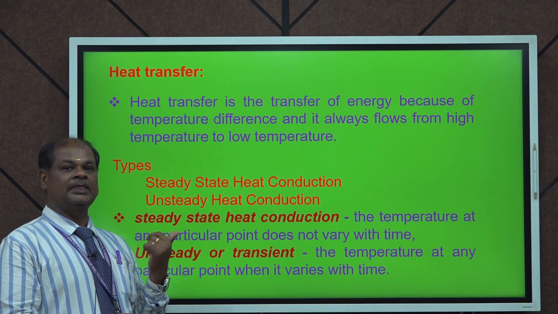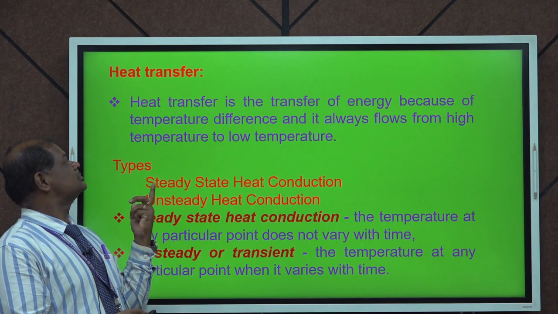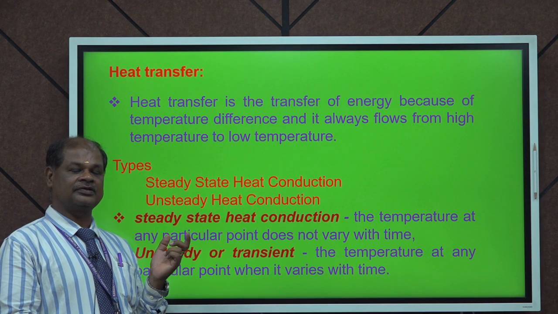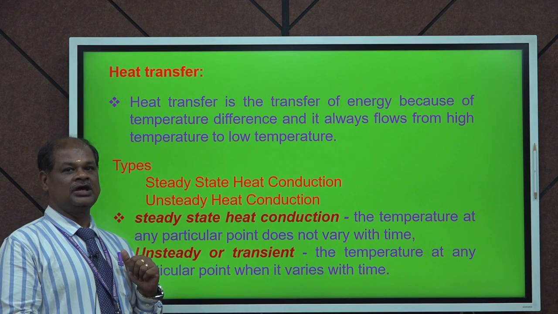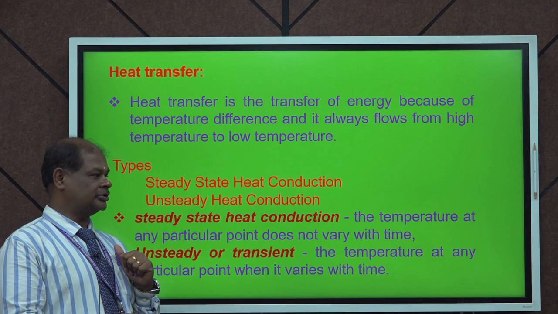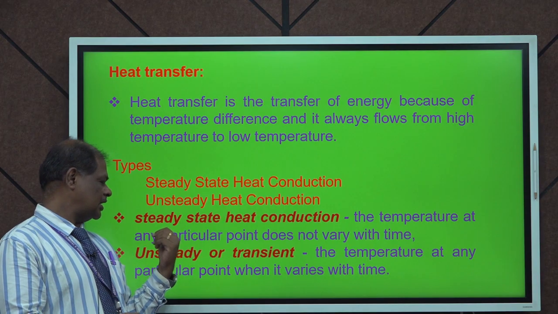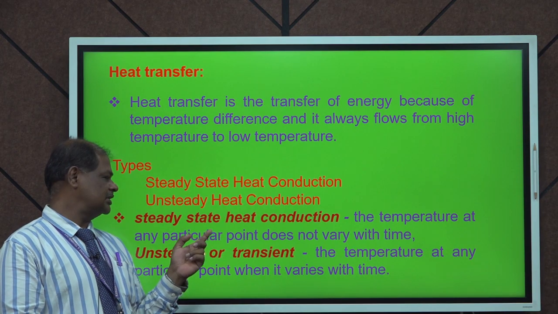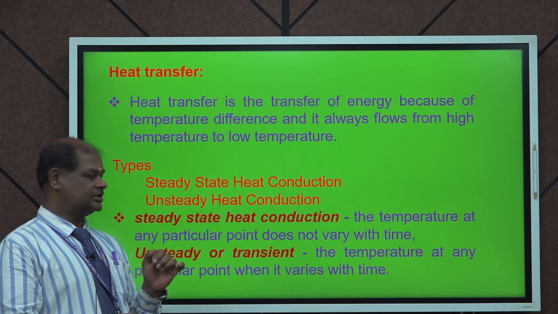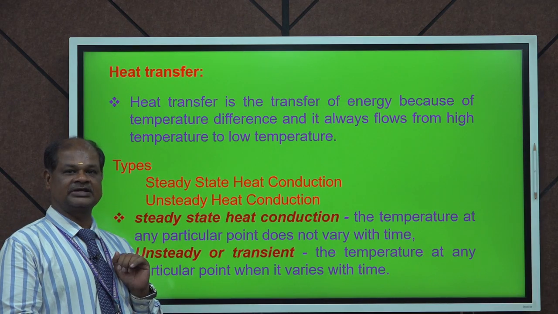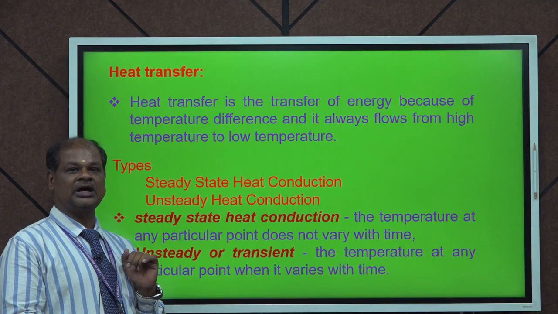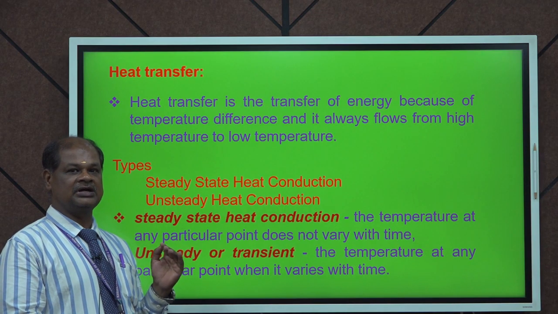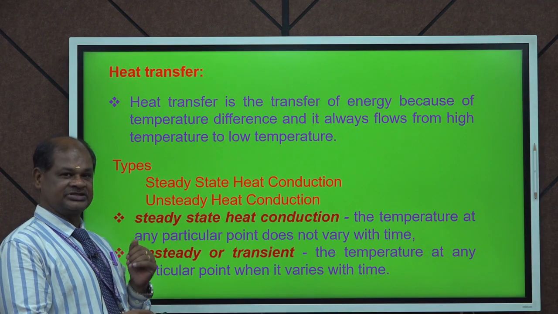Generally, conduction takes place in two types. First is steady state heat conduction, another is unsteady state heat conduction. What is steady state heat conduction? It is when the temperature at a particular point does not vary with time. In unsteady state heat conduction, the temperature at a particular point varies with respect to time.